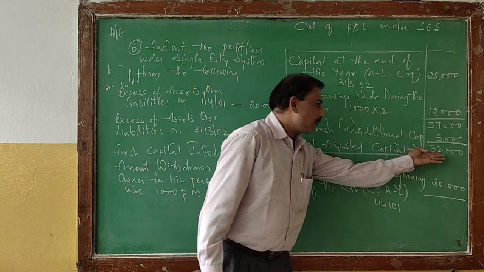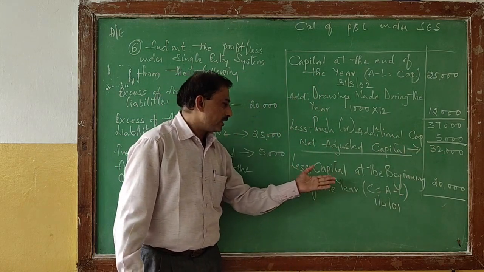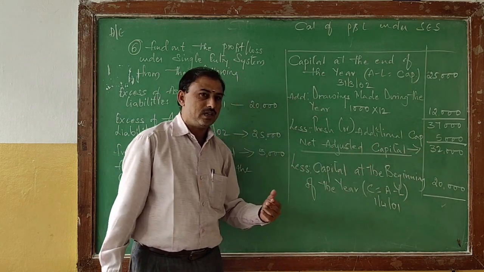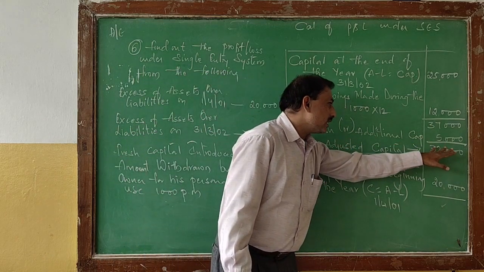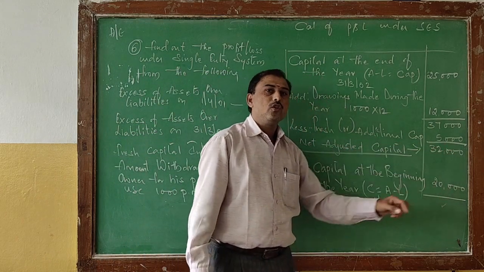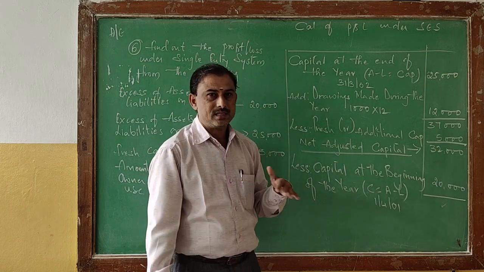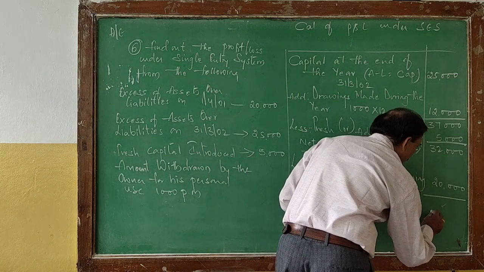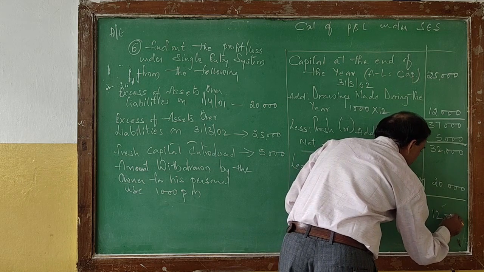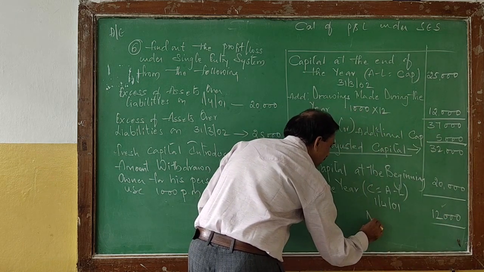So your net adjusted capital is more compared to the capital at the beginning of the year. Your net adjusted capital is 32,000, whereas your capital at the beginning of the year is only 20,000. That means when you subtract 20,000 from 32,000, you will get the answer in plus only. You will not go into minus. Then we will call that a profit, 12,000. This is your net profit.